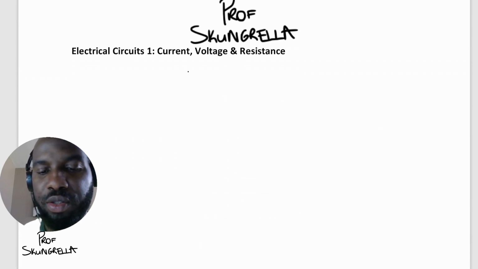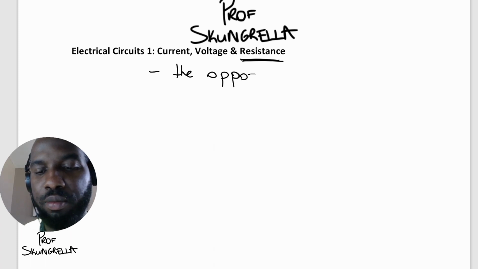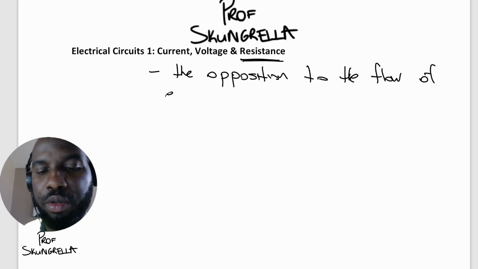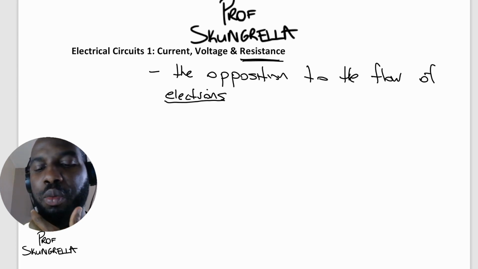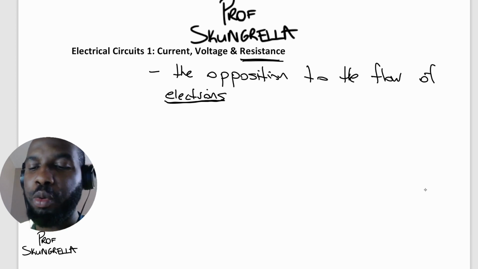So resistance, this is going to be the opposition. It's a measure of the opposition to the flow of charge of electrons. All right, we also say it's the opposition to the flow of current. Again, the flow of current is the flow of electrons, which is measured as the flow of charge. So this resistance is the opposition to the flow of charge.